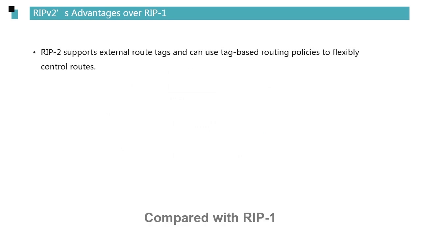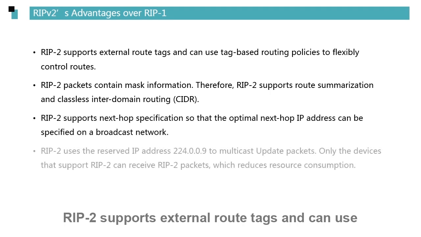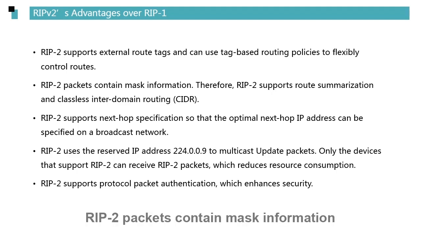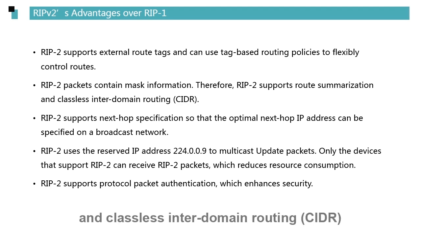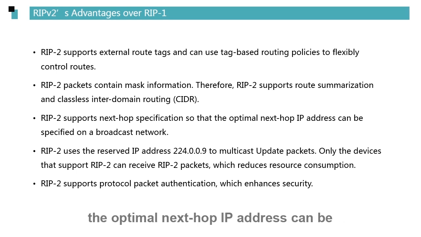Compared with RIP1, RIP2 has more advantages. RIP2 supports external route tags and can use tag-based routing policies to flexibly control routes. RIP2 packets contain mask information. Therefore, RIP2 supports route summarization and classless inter-domain routing, CIDR. RIP2 supports next hop specification so that the optimal next hop IP address can be specified on the broadcast network.